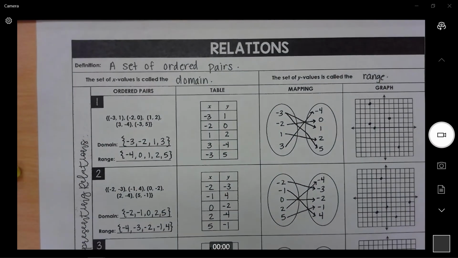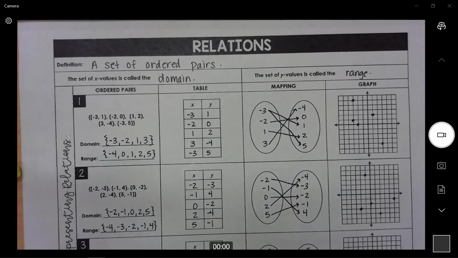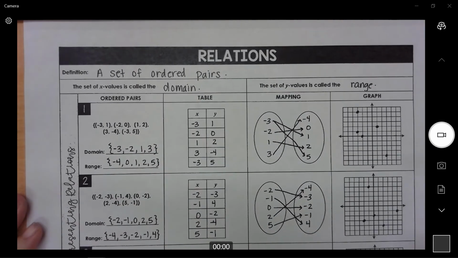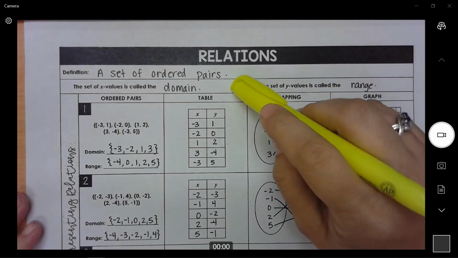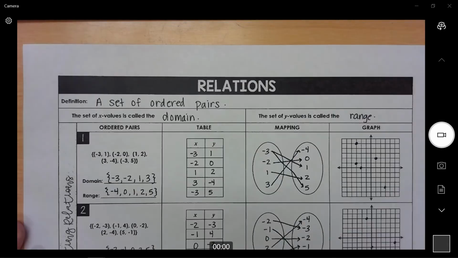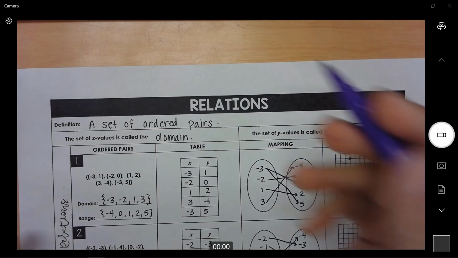Okay, so here are the different ways that we can look at relations and determine their domain and range, and whether or not they are functions. So a relation is a set of ordered pairs. The set of x's is the domain. The set of y's is the range. We remember that by thinking of Dixie Roy.